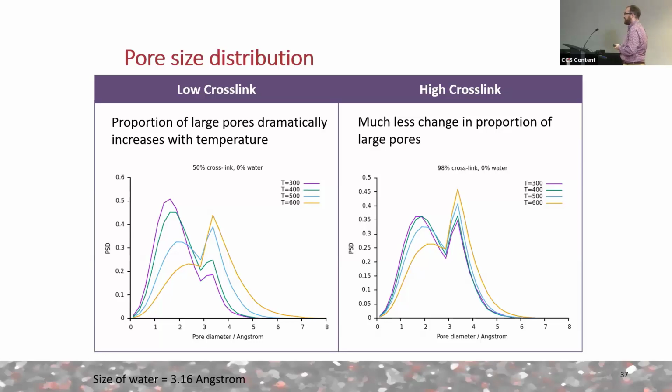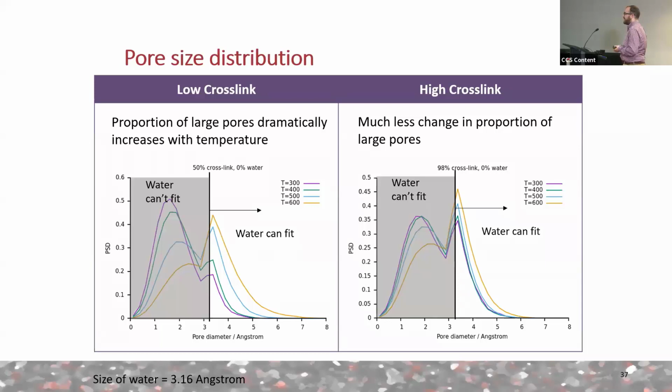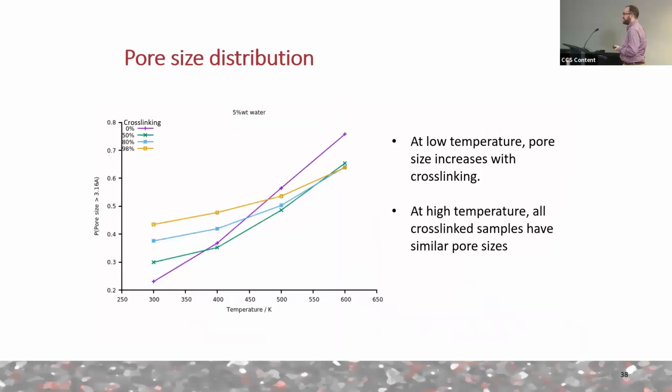So as I mentioned, these pores are very small. We're actually only interested in ones that can hold some water. So the size of water is about 3.16 angstroms. So basically, anything this side of the graph, water won't fit in, so we're not really interested in it. But we want to know what's happening on this side of the graph. So because of these pore size distributions, if we integrate the area under this, we can actually find out the probability of having a pore that's large enough to fit some water in. And that's exactly what I've done here.